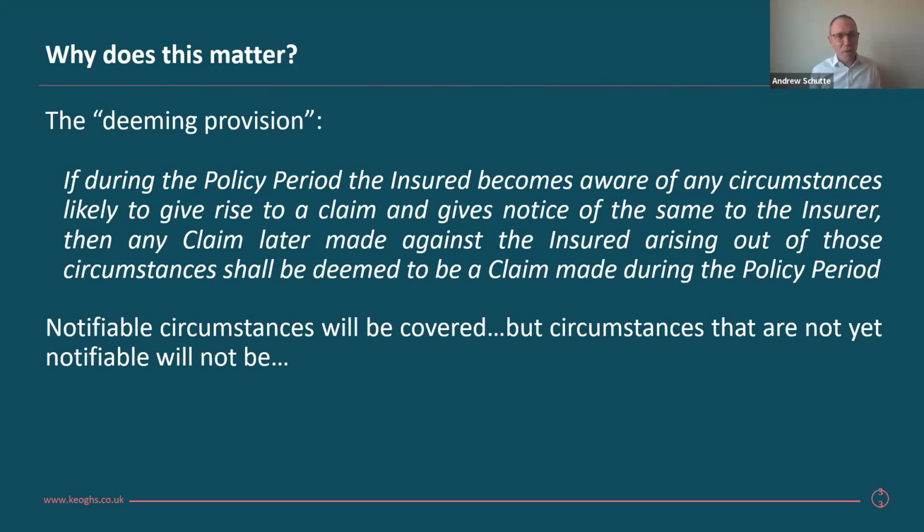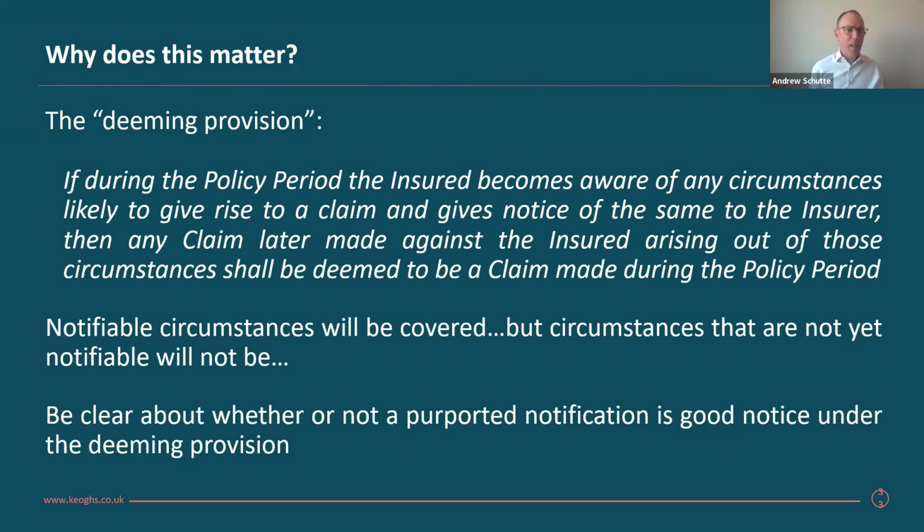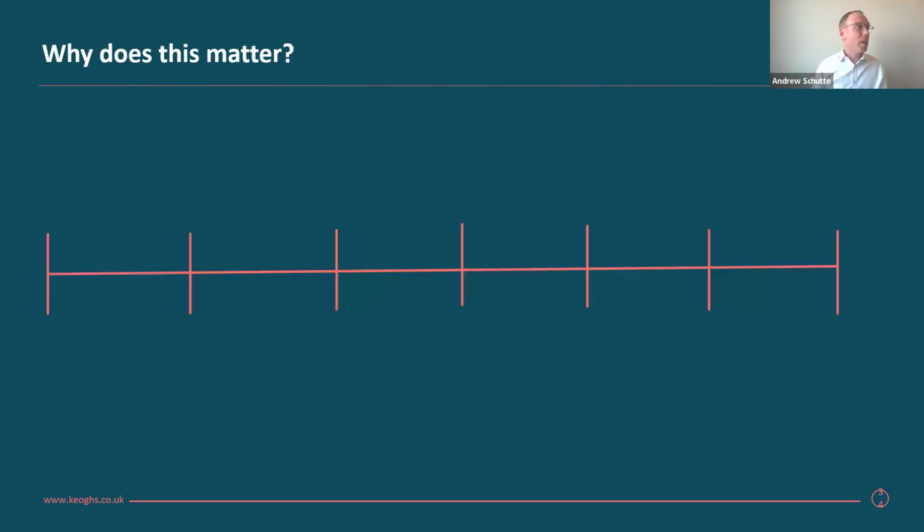So why is all of this circumstance stuff important? It's important because circumstances validly notified are deemed, and any claim that arises from them is deemed to be a claim made in our policy period. That does mean that when a notification comes in, the insurer has got to make a call. Is this actually notifiable under our particular wording? It's good practice to be clear about that as soon as you can be, but it's not always easy. It may not be obvious.